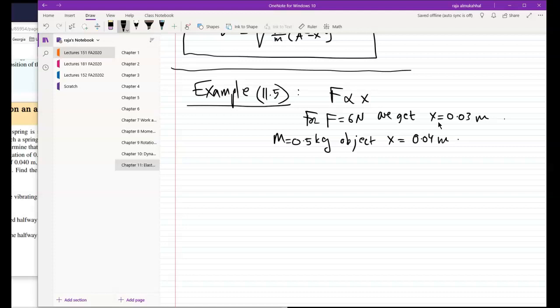That's what he says. Now, first question, he said, what is the value of k, the stiffness constant? Well, we know that F equals kx, and the reason he gives me that information, F equals 6 Newton and the displacement 0.03, is so I can just solve for k. So k in this case is equal to F over x.